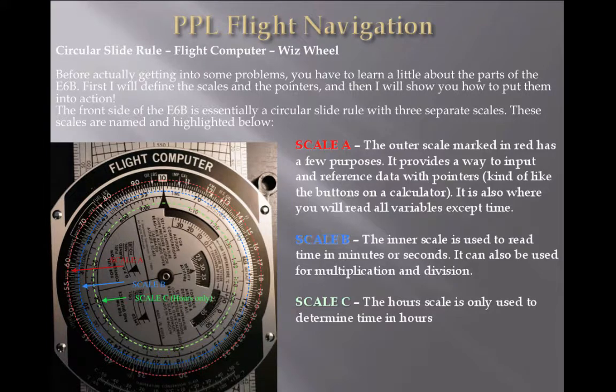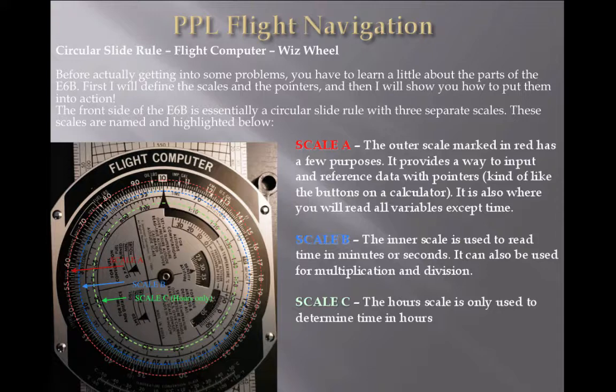So the scales. Before we actually get into some of the problems, we've got to really identify what these scales and the numbers on the inner and the outer rotations are. So first we'll define the scales and the pointers, and then I'll show you how to put them into action. On the front side of the E6B, and it helps if you've got it in front of you, it's essentially a circular slide rule with, we say, 3 separate scales. There's actually more when you start looking at the TAS areas as well. But there's 3 major components here.